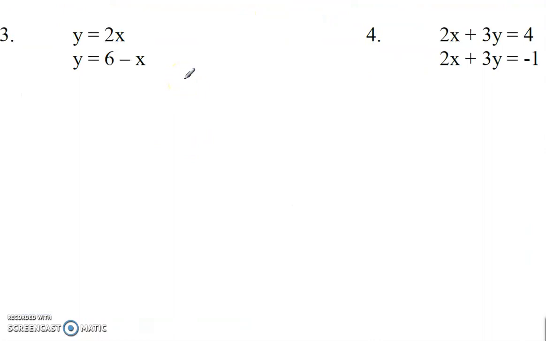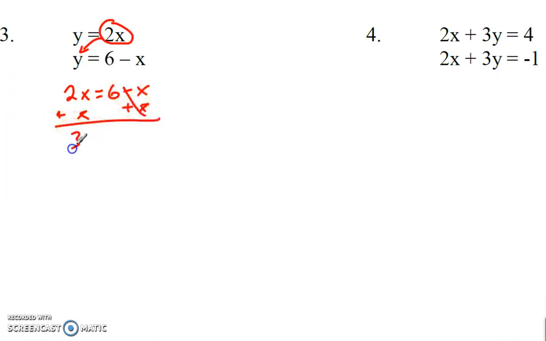Number 3. When these equations are solved for a variable, that lends itself to using substitution. So we can take the 2 and plug that in for y, and then we get 2x is equal to 6 minus x, and then add x to each side. Plus x here cancels out there. We get 3x is equal to 6. Divide by 3 on each side, and we get x is equal to 2.